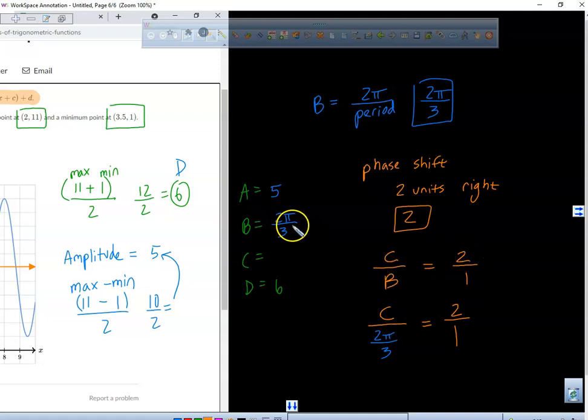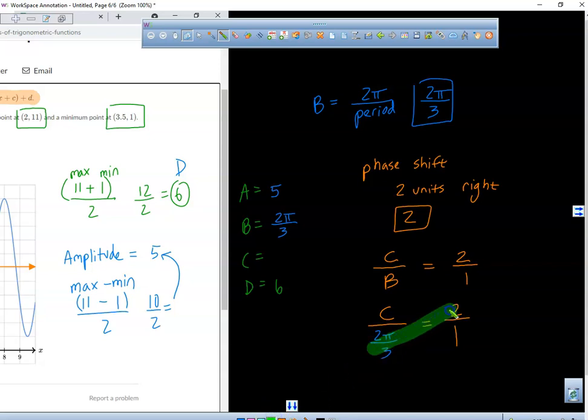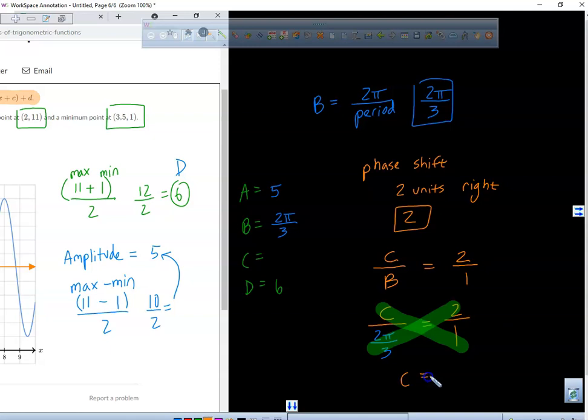What is our B value? Our B value is 2 pi over 3. So what do we have to do a little bit? Just a little tiny bit of cross multiplication. So what is our C value actually equal to? 2 times 2 pi over 3, which is 4 pi over 3.